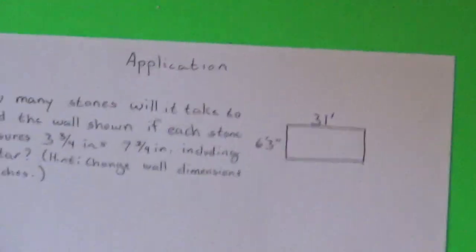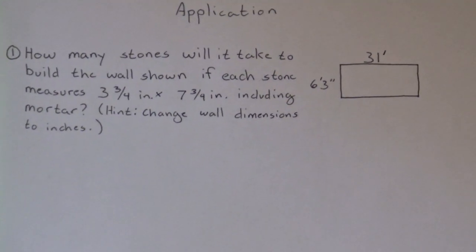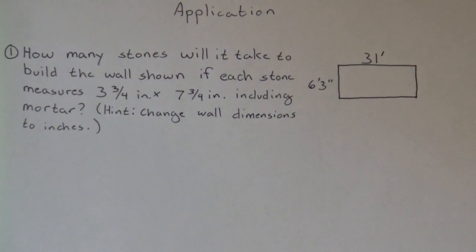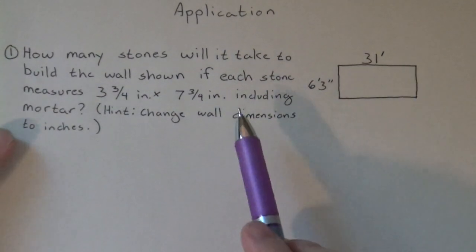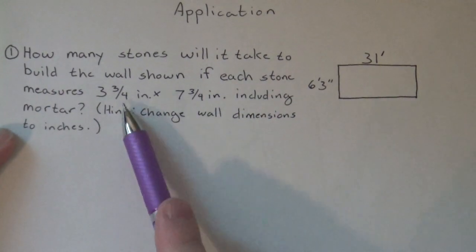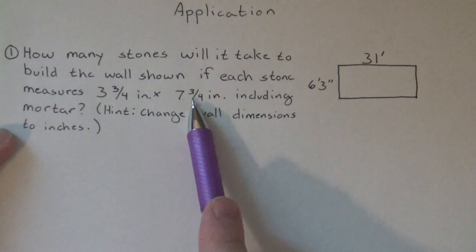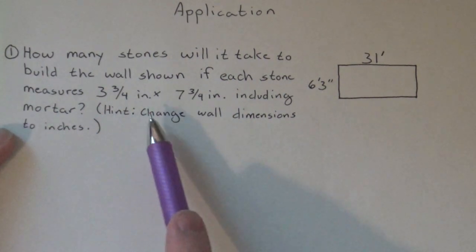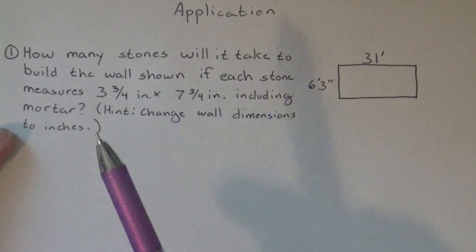All right, so now we're going back to my favorite one. This is number one that we skipped. I started to do it earlier in the video, but I decided against it because this one's a tough one. All right, so how many stones will it take to build the wall if each stone measures 3¾ inch by 7¾ inch, including mortar? Hint, change wall dimensions to inches.